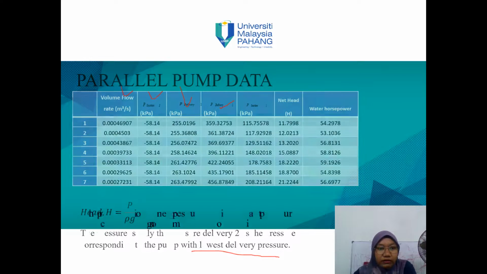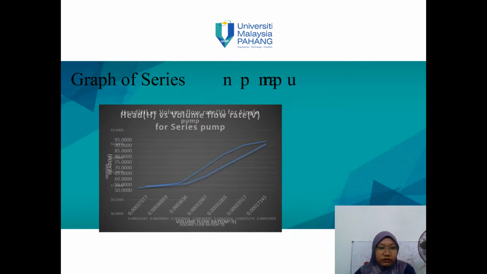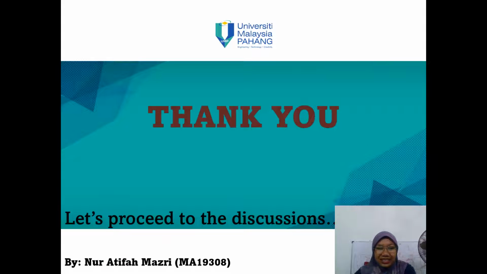And then we have the graph of the single pump. This is the head, this is the volume flow rate for the single pump. The trend is increasing toward the volume flow rate. And here we have the graph of series and parallel pump, which is head versus volume flow rate. This is for the series pump, and this is for the parallel pump. It's the same, with an increasing trend line. And that's all. Thank you. Now let's proceed to the discussion.